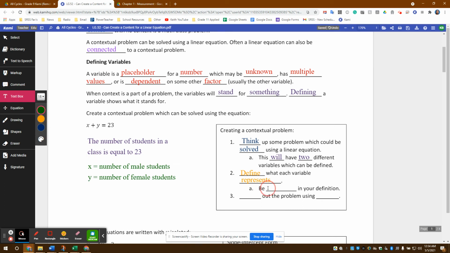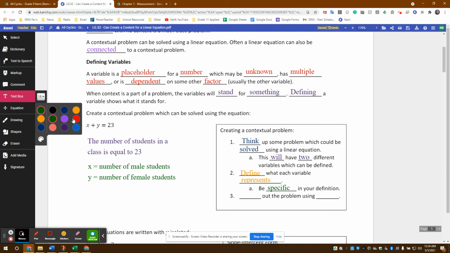Now, when you're defining your variables, you need to be specific in your definitions. So don't just say male students. We want to know the number of male students. That's what we're actually representing. It's the number of male students, not just male students, because there could be a whole bunch of other ways of defining that as well.